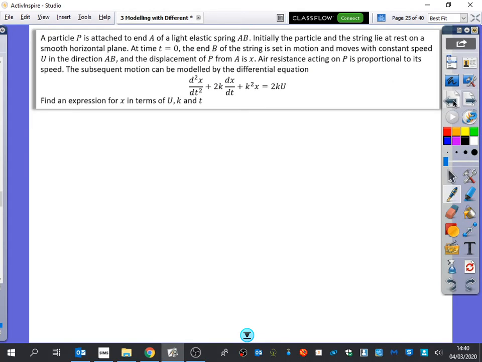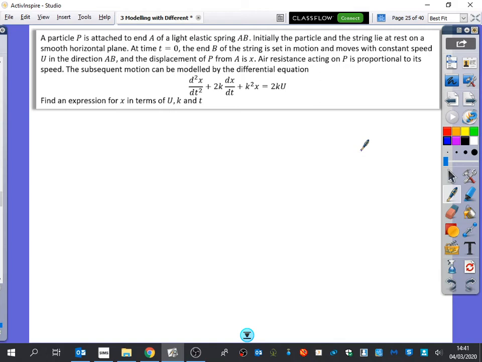Okay, so a particle P is attached to the end of a light elastic string. Initially, the particle and the string lie at rest on a smooth horizontal plane. At time t equals 0, the end B of the string is set in motion, which moves with constant speed u in the direction AB, and the displacement of P from A is x. Air resistance acting on P is proportional to its speed. The subsequent motion can be modelled by this differential equation. So really all it wants us to do is to solve this differential equation. I'm not actually bothered about any of the modelling because it hasn't asked me to show that that is the model. It just wants me to find an expression for x in terms of u, k and t.